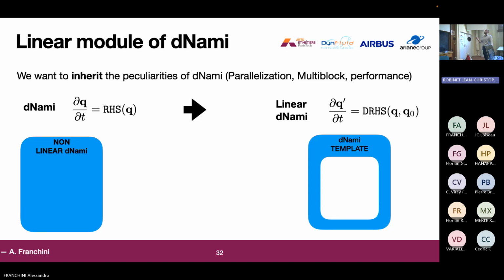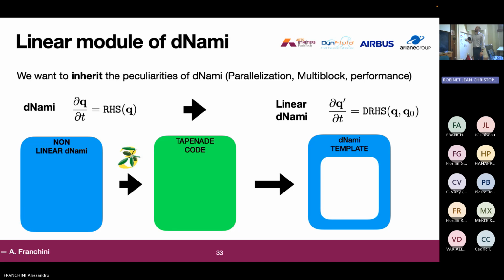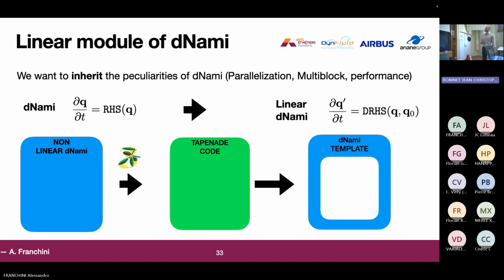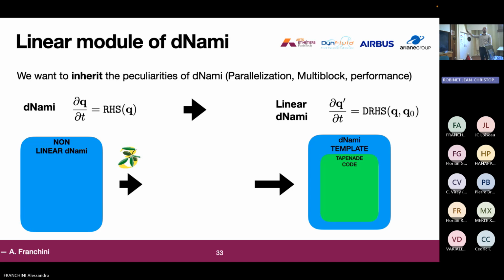So, for example, the way it works in practice is that we get the nonlinear Dynamico code, and we have a Dynamico template which has the declaration of the variables. Then with Tapenade, we take this nonlinear Dynamico code and we get the Tapenade code, which has a different structure than the original code. Then we extract the part of the Tapenade code and we insert it inside the Dynamico template, so that in the end we get a fully functioning linearized code which has the same structure as Dynamico.